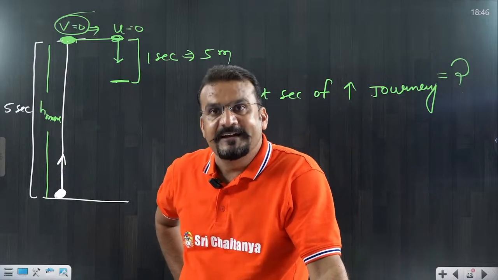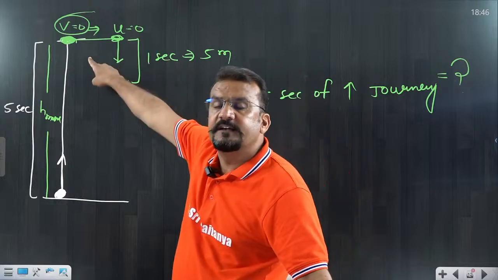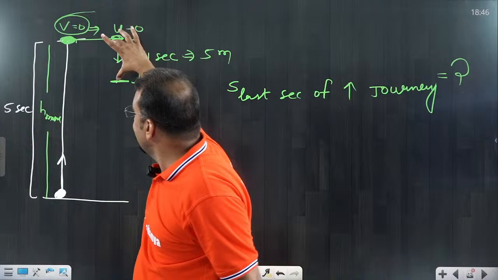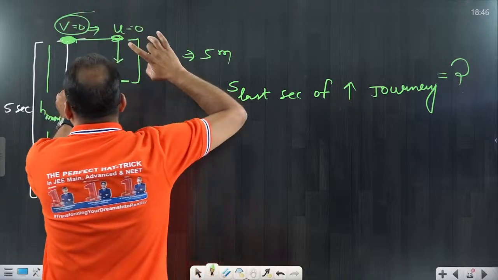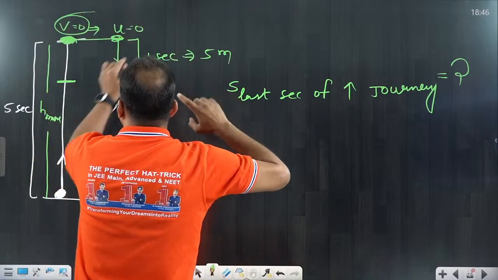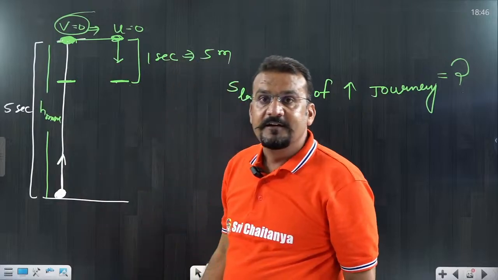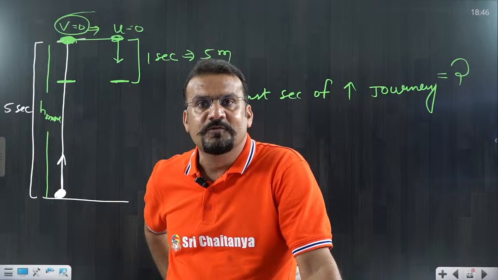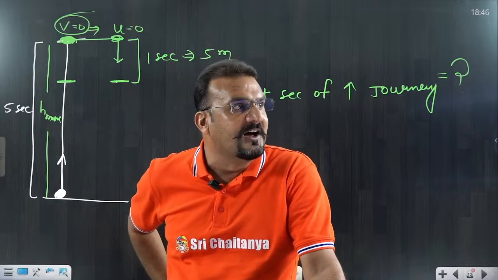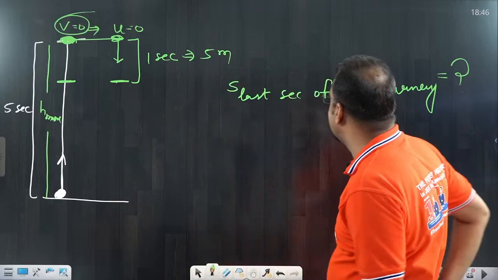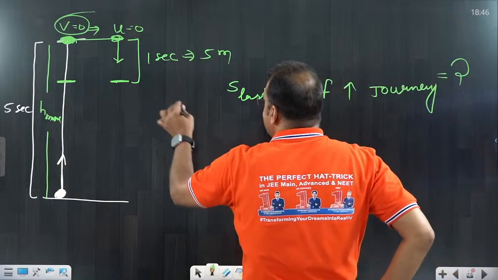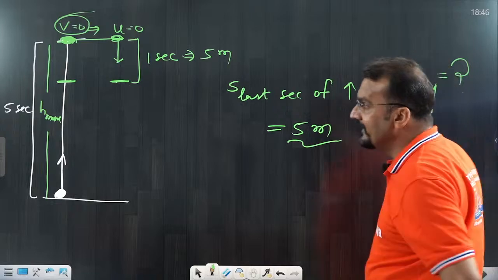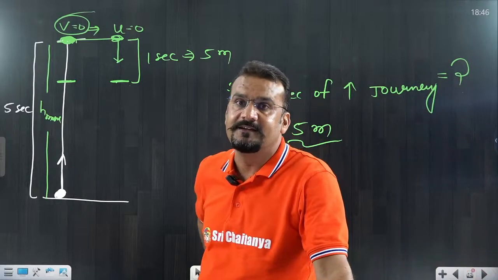So we know the distance covered in the first second of the downward journey. What is symmetry? This distance is going to be equal to this one. That means upward journey 1 second, downward journey 1 second. The downward journey's first second is equal to which one? The upward journey's last second. And what is that? The upward journey's last second is going to be 5 meters only. This is the question. That means you can use symmetry.